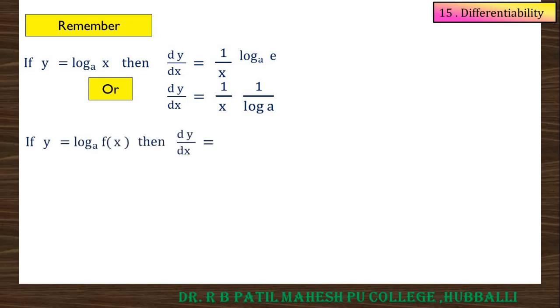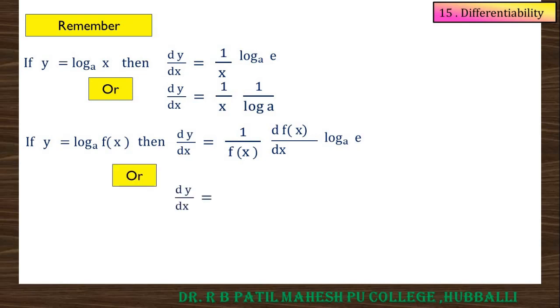Now if it is composite, log of f of x, then 1 upon f of x, derivative of f of x, then after that multiply by log e to the base a. Or 1 upon f of x, d by dx of f of x, multiplied by 1 upon log a. So this is the way of writing the derivative answer. This 1 upon log a is nothing but this logarithm term only, written using the property. Either in this way you can write the answer, or by multiplying log e to the base a you can write the derivative answer. It is left to you. Any one answer is fine.